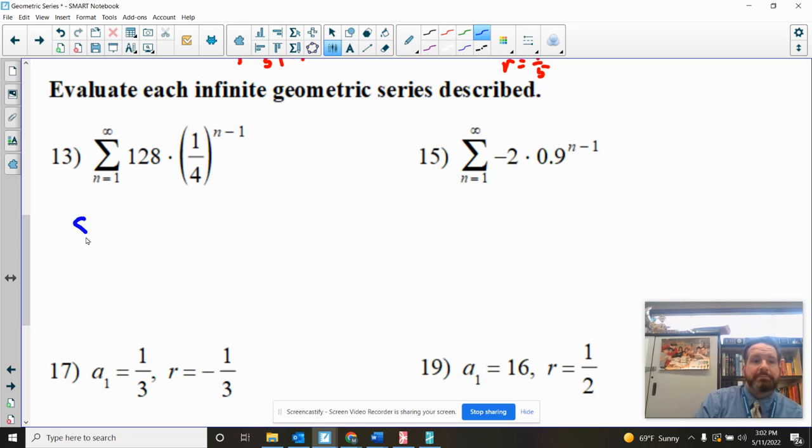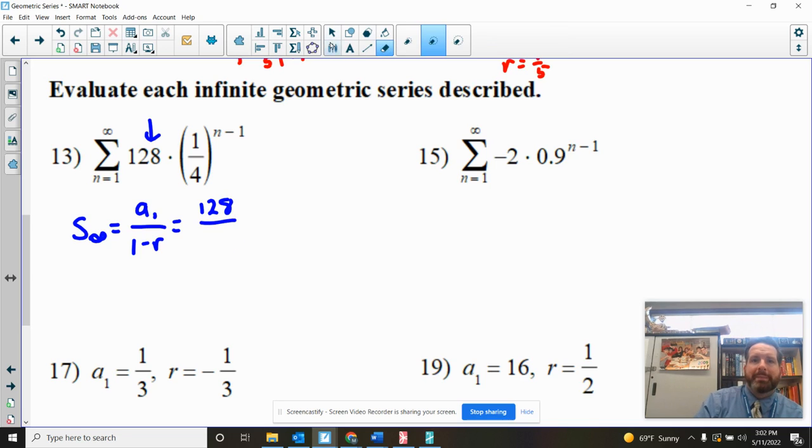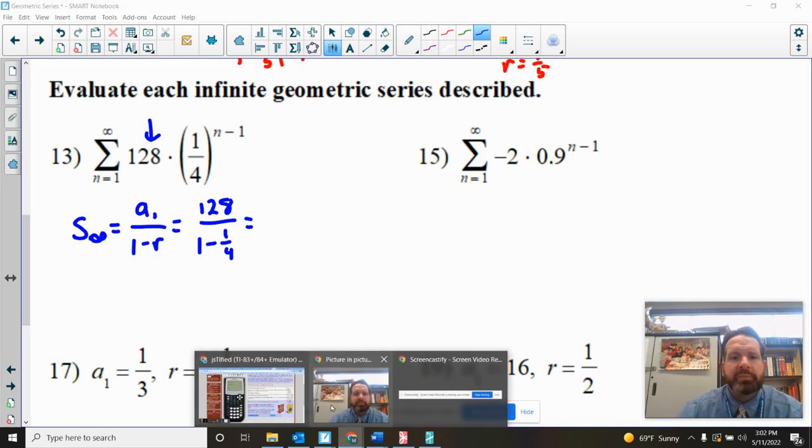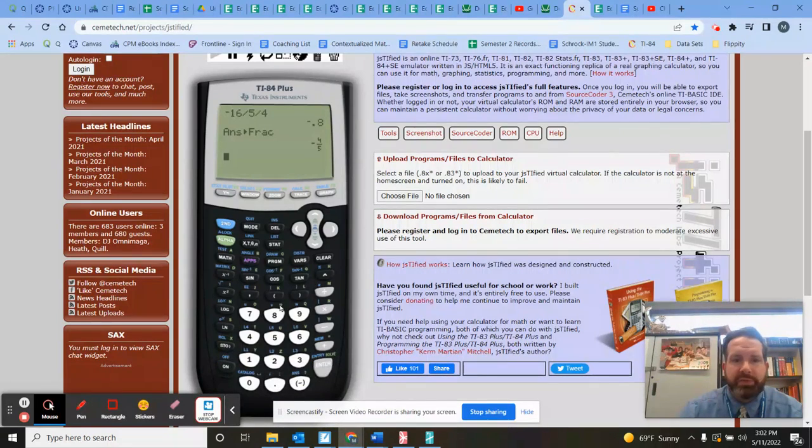The infinite sum is always your first term divided by 1 minus r. So in this case, our first term is the 128. The common ratio is 1/4. So I want to do 1 minus 1/4. And then let's see what we get. I think I'll do this one here.